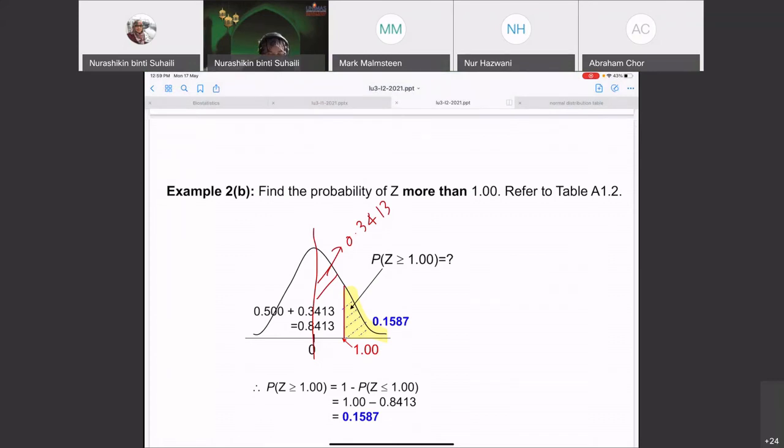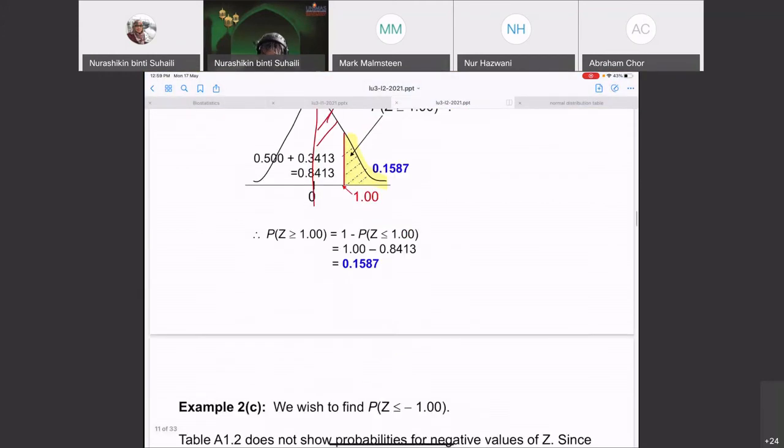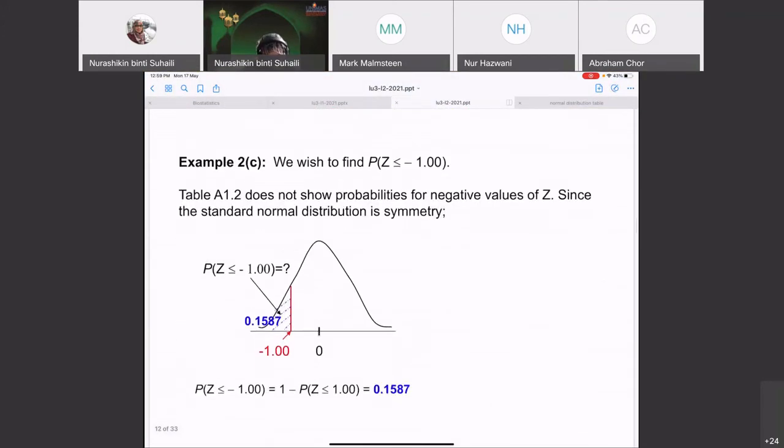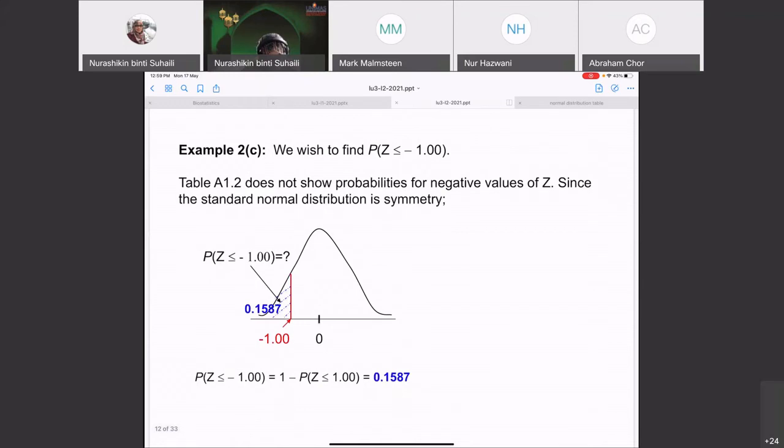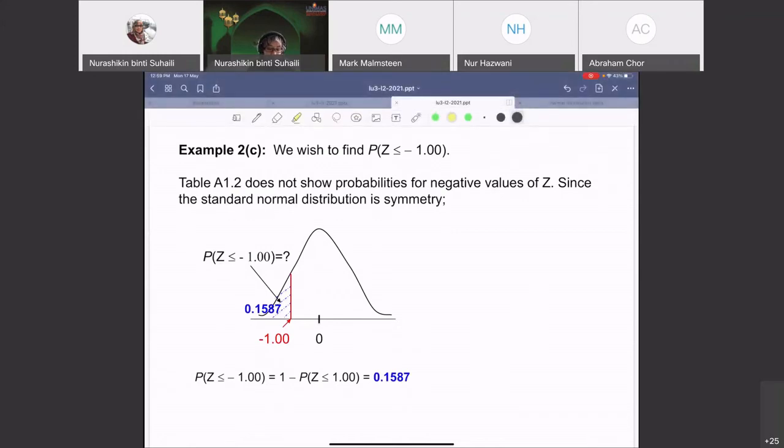I don't have to go through that very thoroughly because I expect you have understood this. Like this one, we wish to find the probability of Z less than -1. So that's why it's very important for you to sketch, so you know where it is. If you don't sketch, you cannot visualize things. For example, here, -1. Of course, you cannot get it from the table because you don't have the minus values, but you know that it is symmetric.